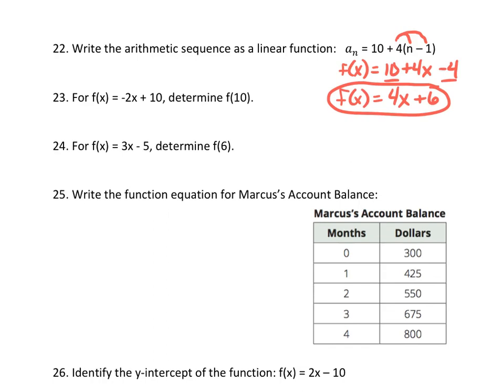Number 23. Determine what f of 10 is. Since 10 is in the parentheses, that is my x. So it's negative 2 times 10 plus 10. And when I type that into my calculator, I'm going to get an answer of negative 10. For 24, again, determine f of 6. And since 6 is in the parentheses, it is my x. So it's 3 times 6 minus 5. And 3 times 6 minus 5 is 13.